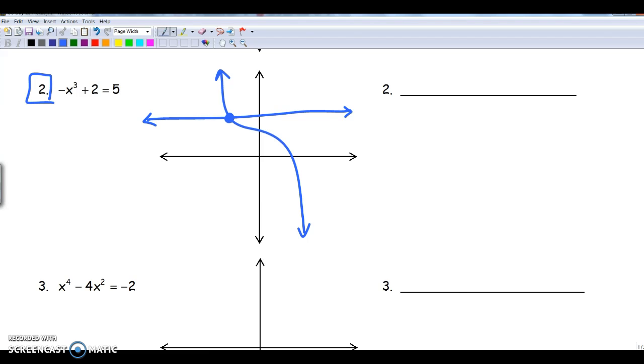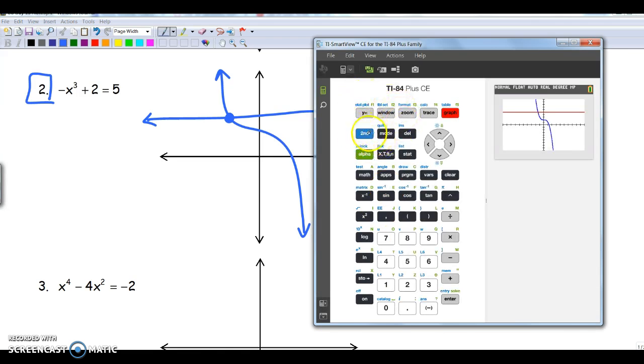Again, what we did on Friday's notes, we're doing it again: second, trace, intersect for each place that it intersects. Since it only intersects in one place, we only have to do it once. So second, trace, number 5, and move your cursor close to that point. Once it's close, hit enter 3 times, once, twice, 3 times, and it'll tell you the intersection. It's -1.44225, etc., and then 5. So -1.44, because we're rounding to the nearest hundredth, comma 5.